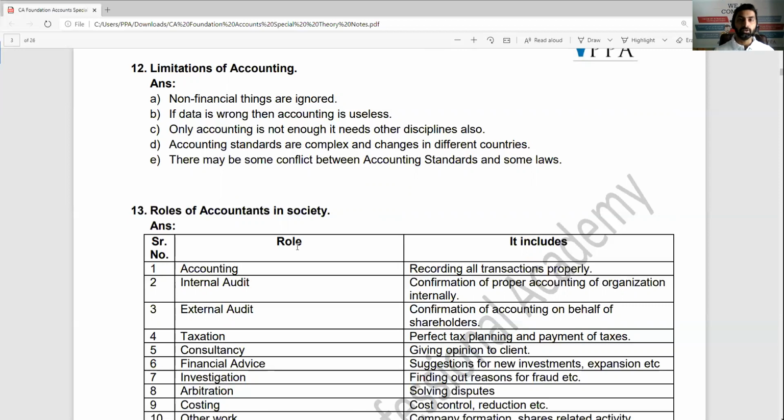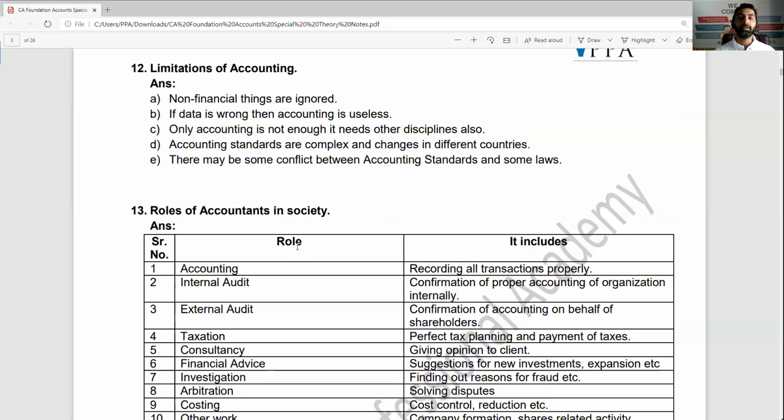If the data itself is wrong, we call it a compensating error. If there are some errors, then it is of no use. Only accounting is not enough. It needs other disciplines also. Sole accounting will not solve your purpose. You need management accounting. You need cost accounting. Everything is required. Accounting standards, which we are going to see in the second video.